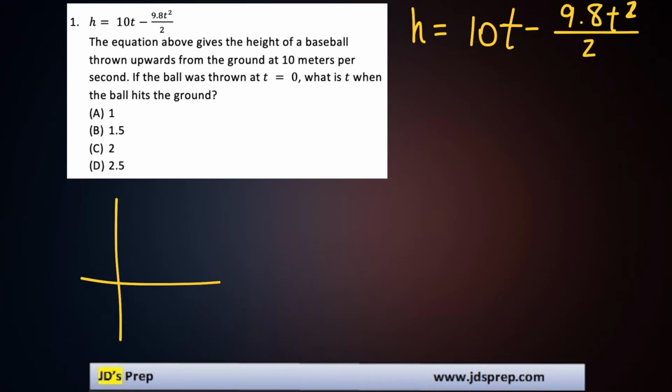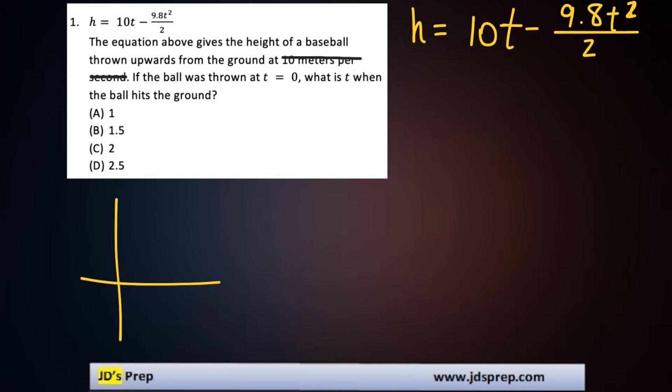In this question, we're given an equation that shows the relationship between the height of a baseball and the amount of time. One thing it tells us is that the ball is thrown at a speed of 10 meters per second. That piece of information is actually not necessary to solve this question.